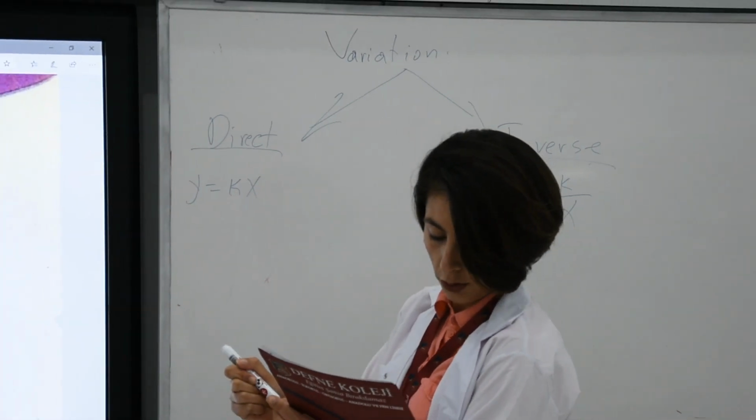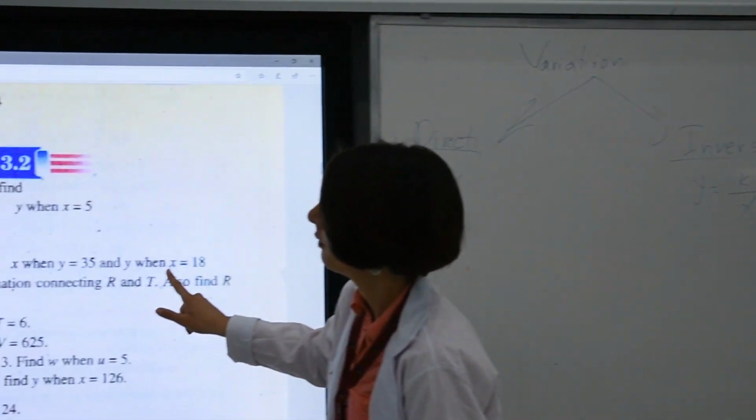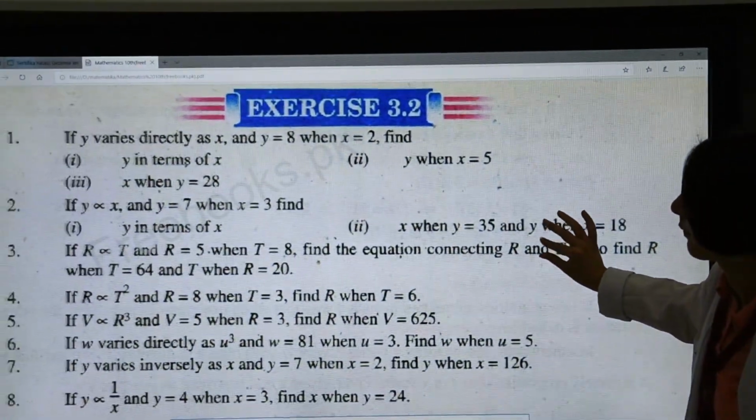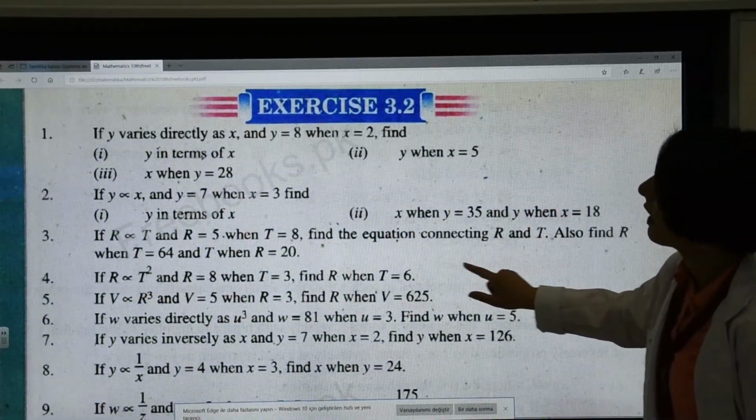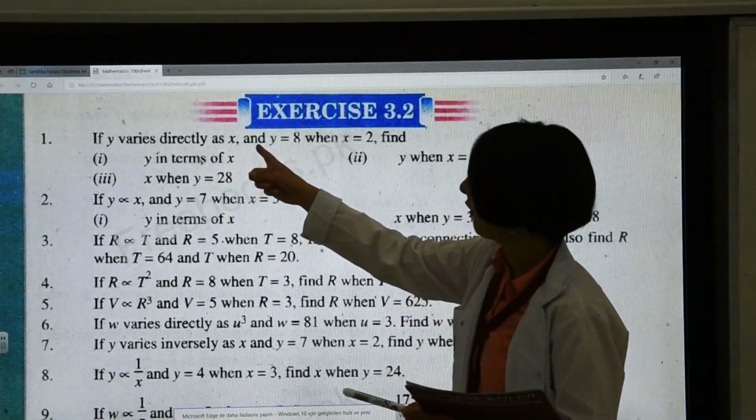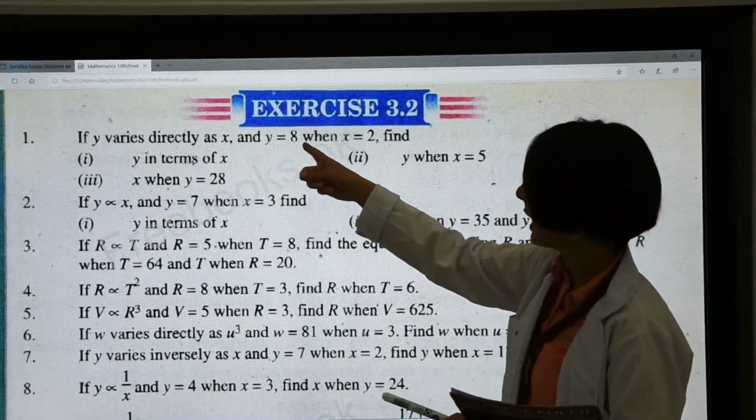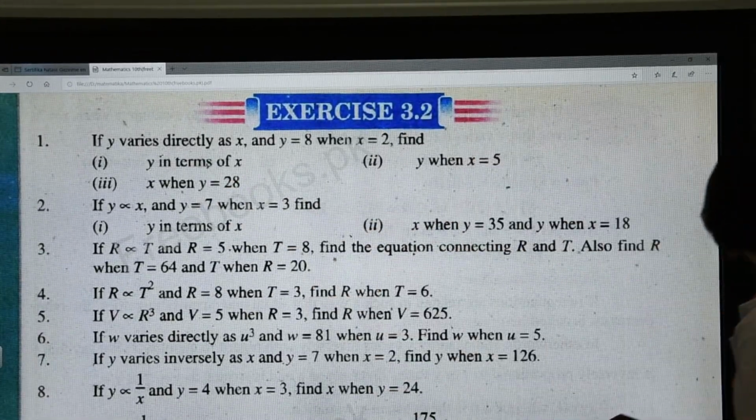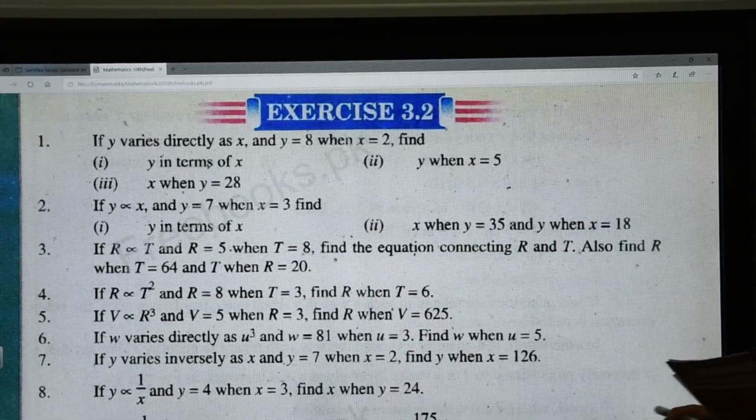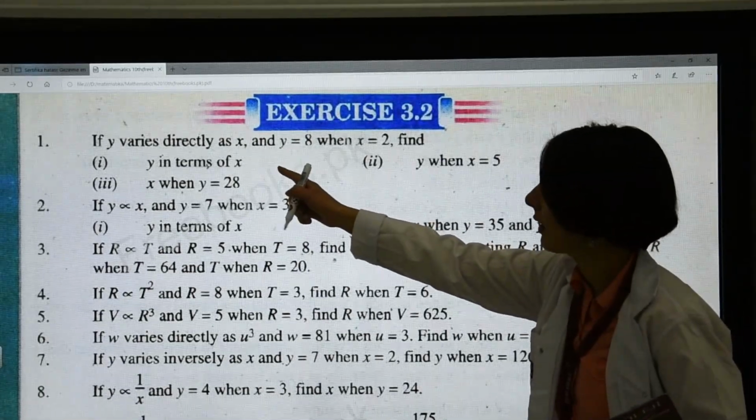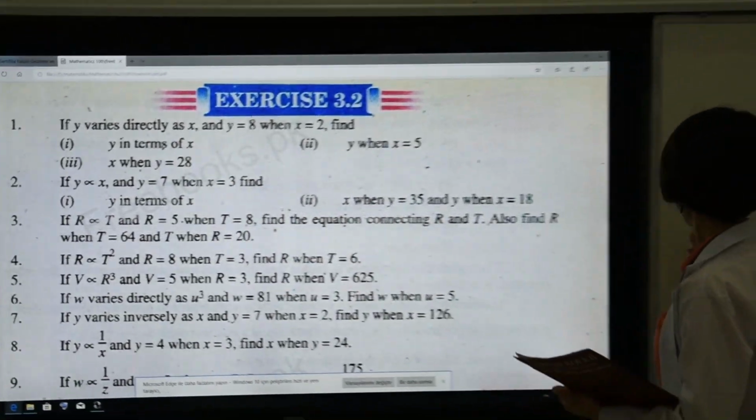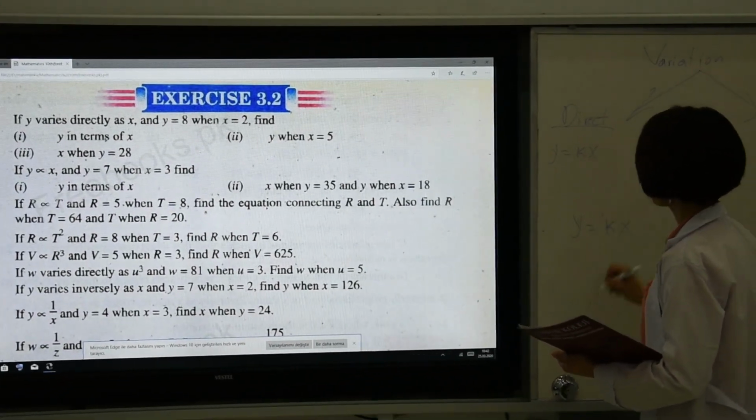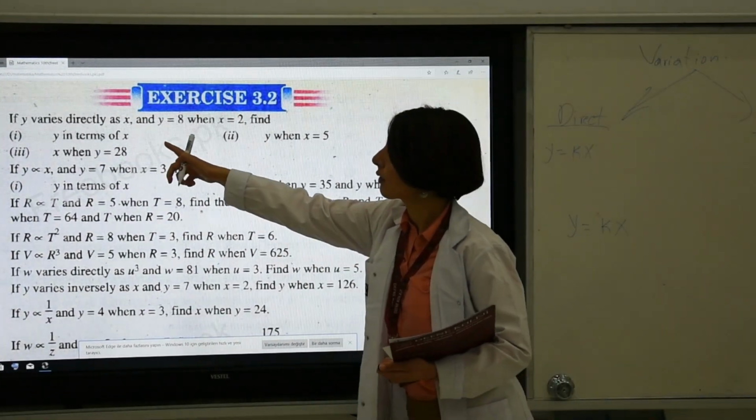I'd like to solve for you exercise number 1. So it says, if y varies directly as x, and y equals 8 when x equals 2, find first of all the equation. So what can I do? It said that y varies directly as x. So I can immediately write that y equals kx. So this is my equation.